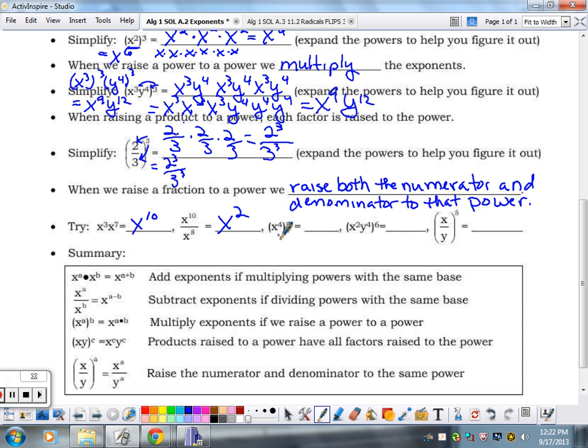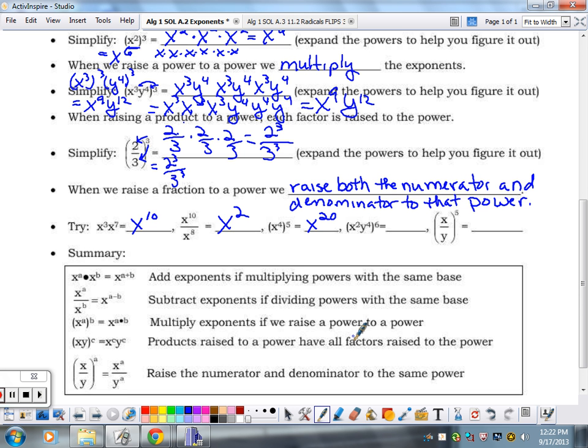Think about x to the 4th. I'm repeating that as factors 5 times. X to the 4th times x to the 4th times x to the 4th, right? 5 times I'm doing that. So how many factors am I going to have? 20 of them. 20 factors of x. There's my multiply.